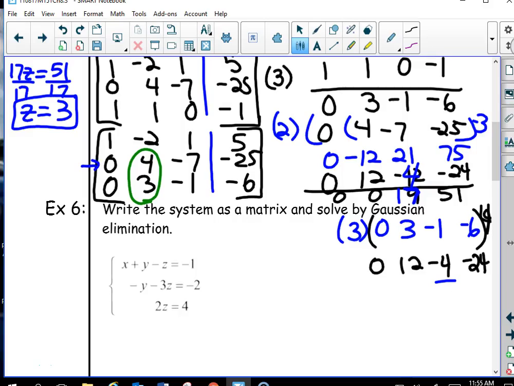And I'll get y equals negative 1. And lastly, I get x equals 0 when I plug the z and the y in. You can kind of see it if you look at the last row. All right, done for this video.